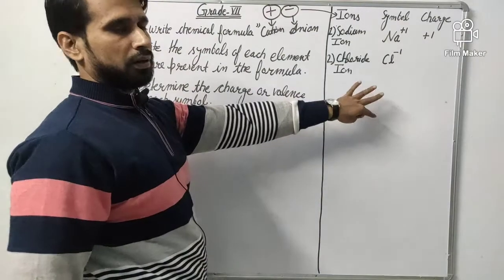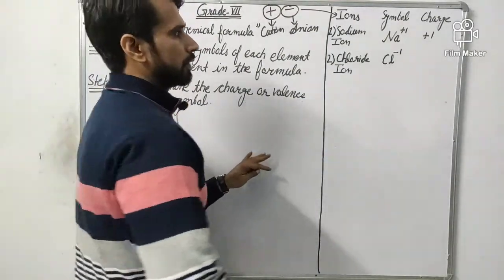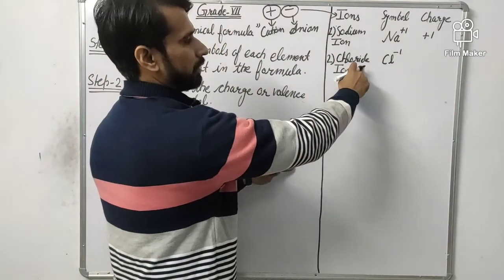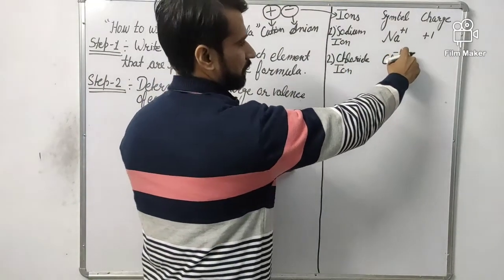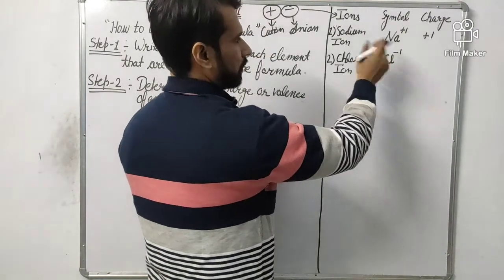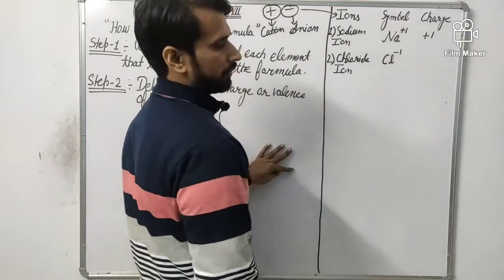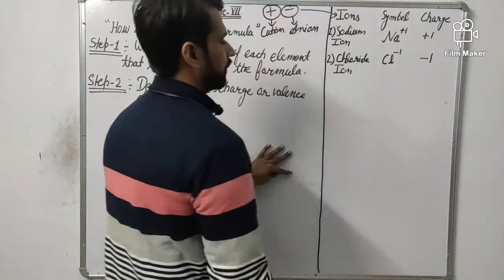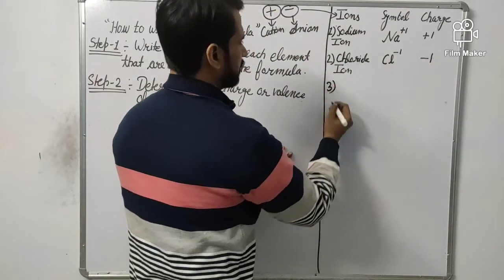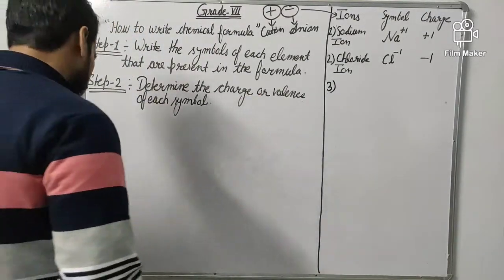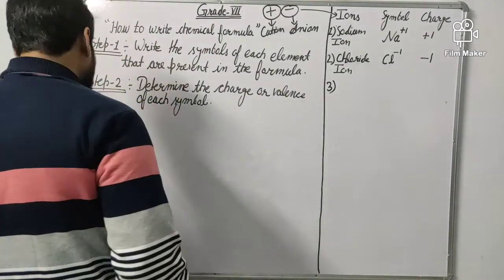You have to remember all these things, okay, up to your standard. So Cl represents chlorine. When a -1 charge occurs with chlorine, then chlorine becomes chloride ion. So -1 is the charge on chloride ion. Okay, now come to the next. These are a few examples, many more examples are there. Okay, third is potassium ion.